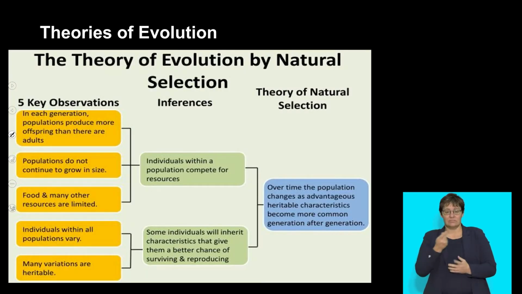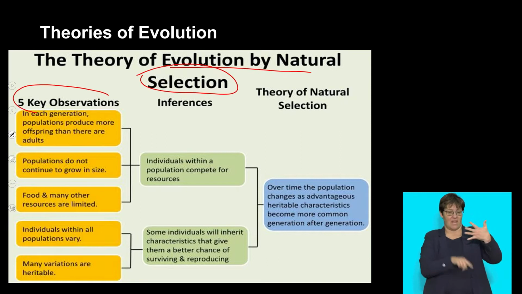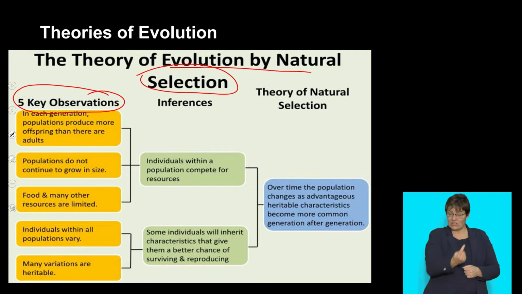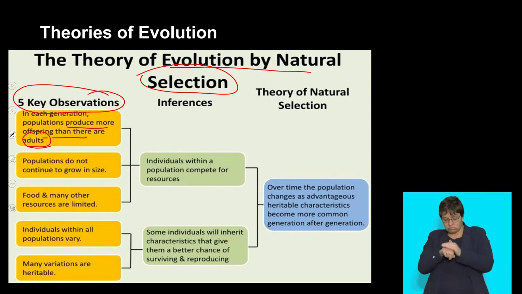Guys, as we wrap this part of the segment up, the theory of evolution by natural selection is based on 5 key observations. Those key observations are that in each generation, populations produce more offsprings than there are adults. So you'll find that a pair of individuals that mate produce a large number of offsprings. What's key to that? The next is that populations do not continue to grow in size. They do not constantly grow in size.